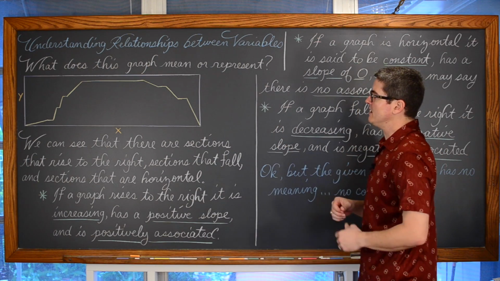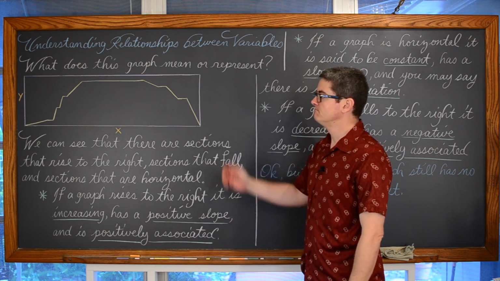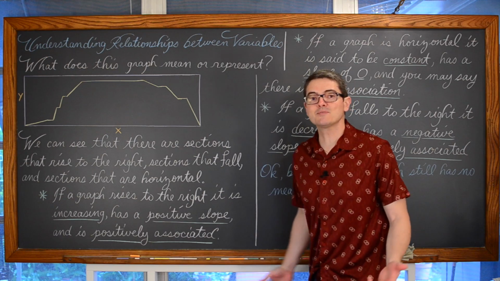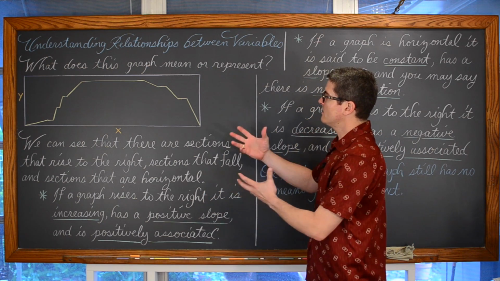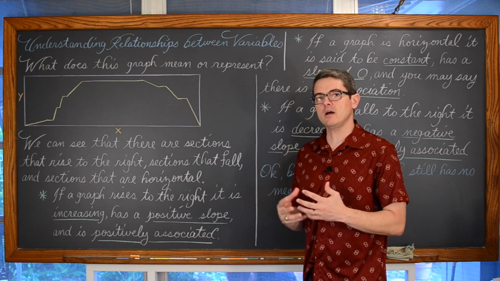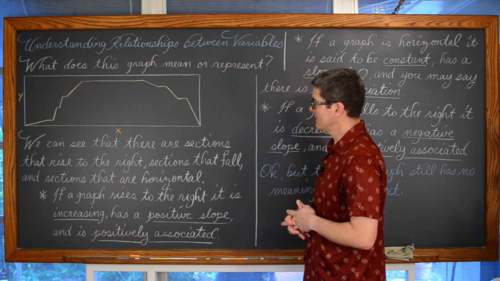What does this graph mean or represent? With what is up on the board right now, it means absolutely nothing, okay? But I can read this graph left to right and start to describe some of the behavior of it.